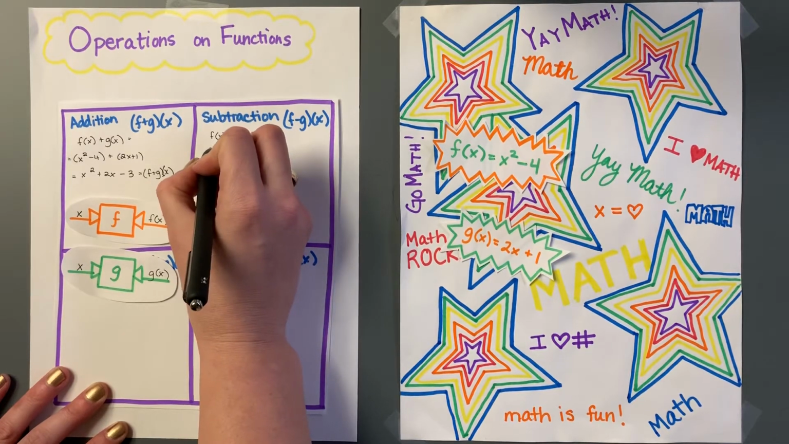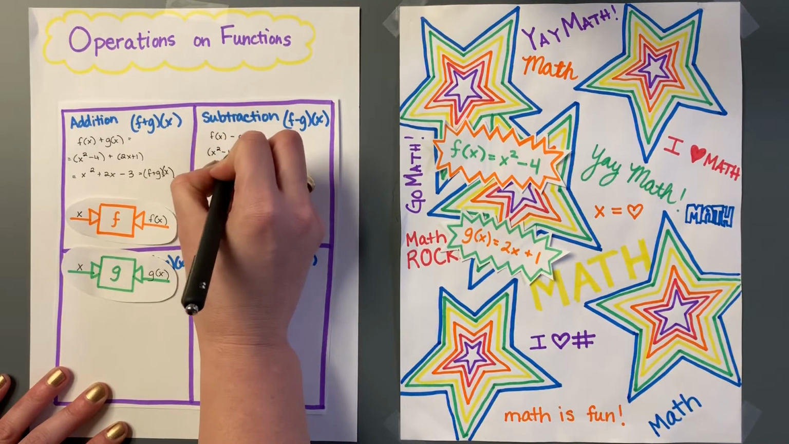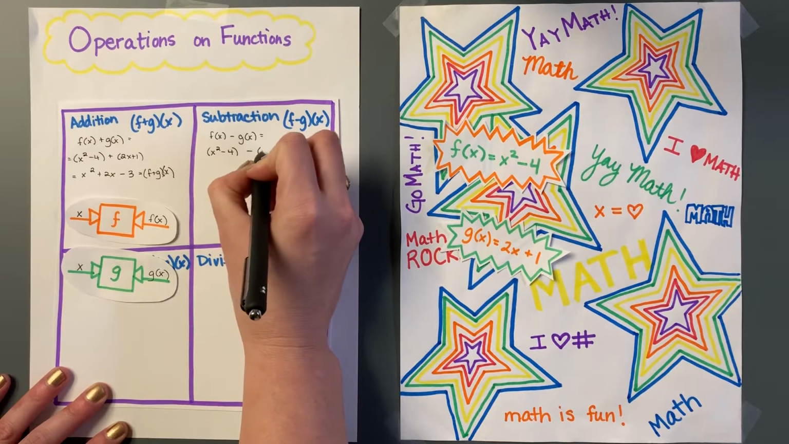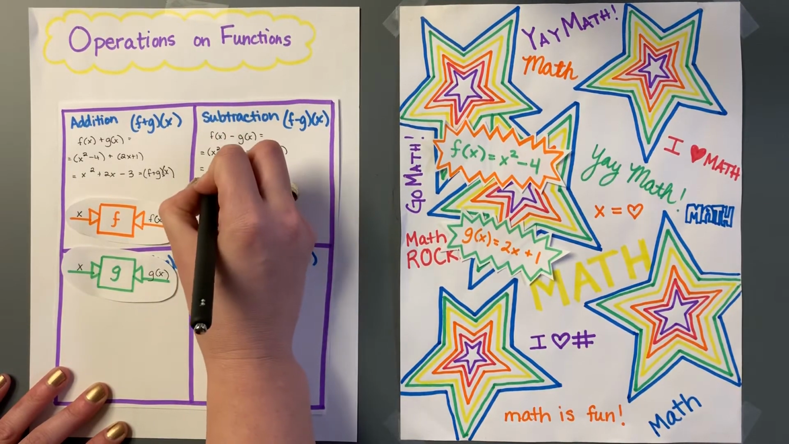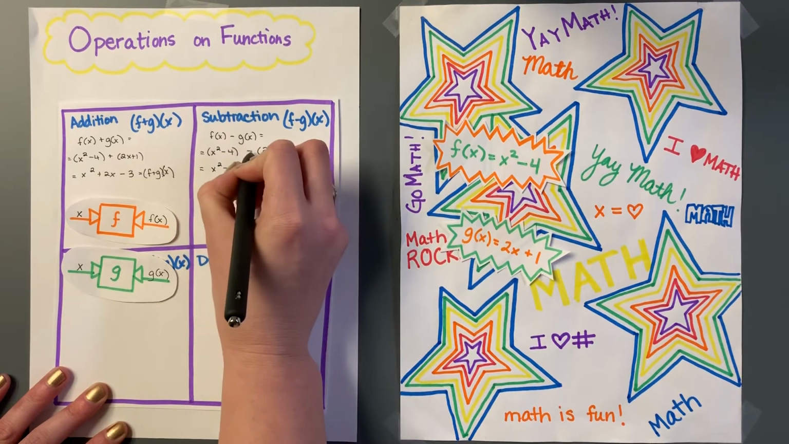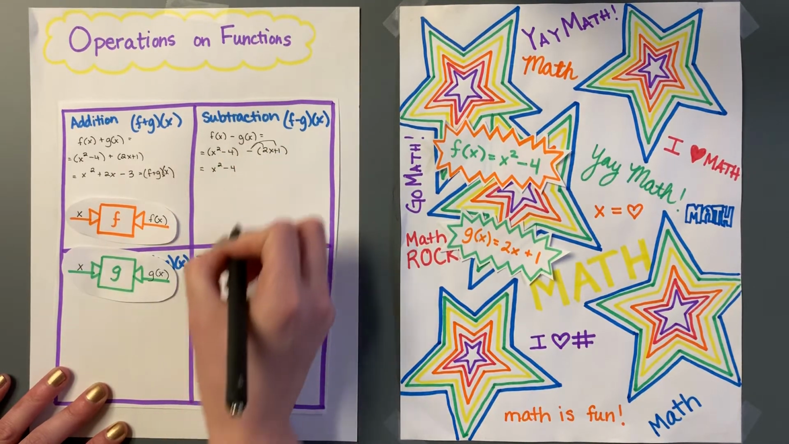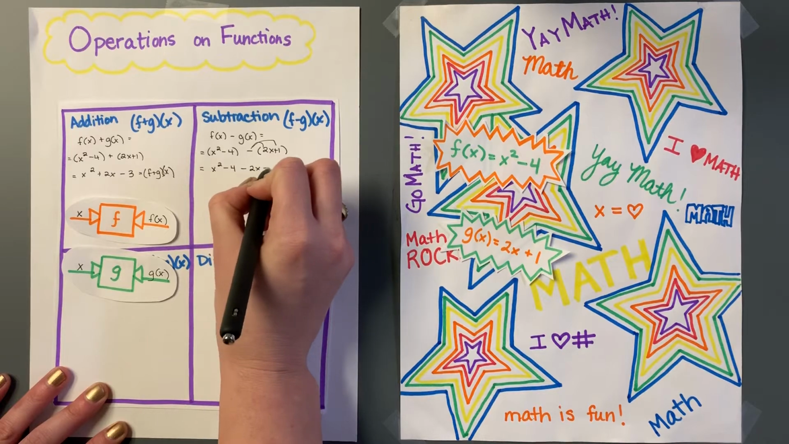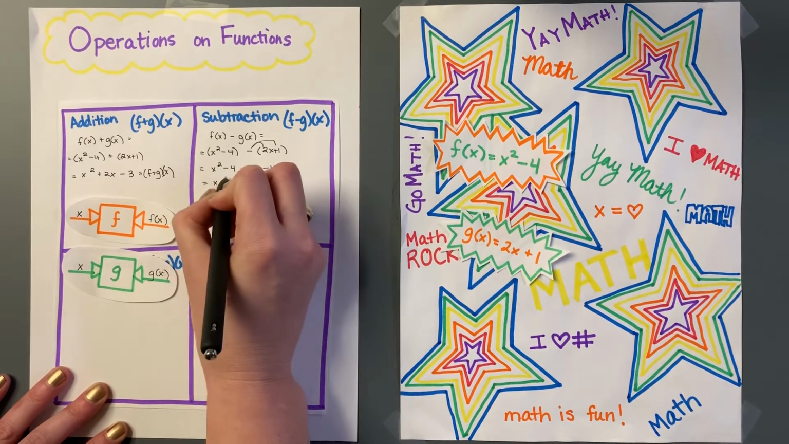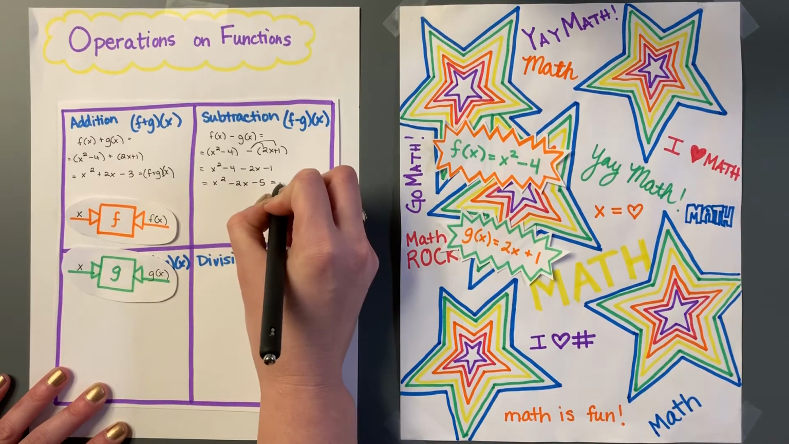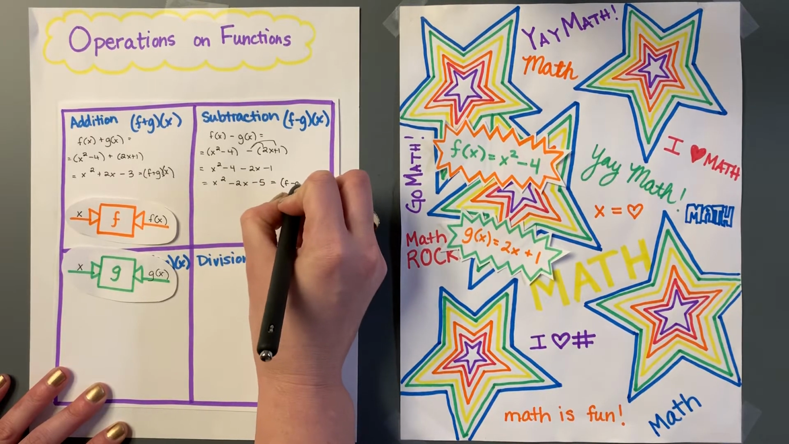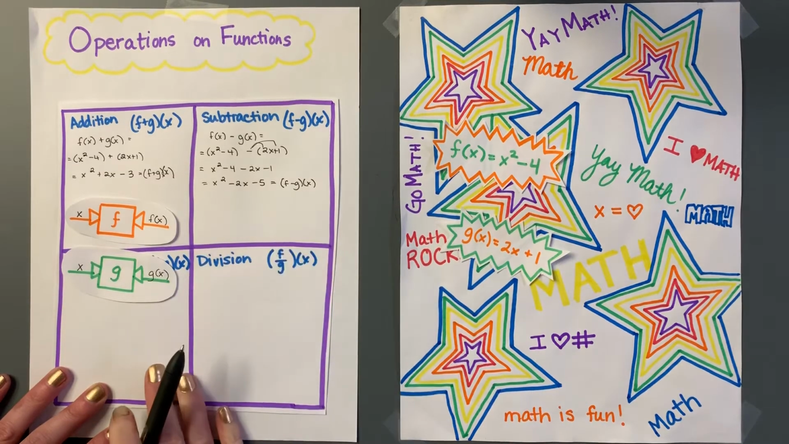So for f of x, this becomes x squared minus 4. For g of x, this becomes 2x plus 1. So this is x squared minus 4. I need to remember to distribute that negative in, giving me minus 2x minus 1, giving me x squared minus 2x minus 5 is equal to f minus g of x.